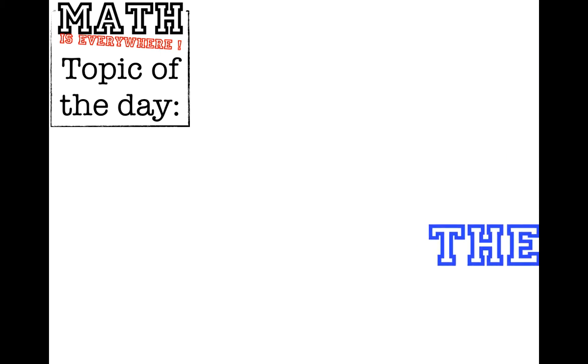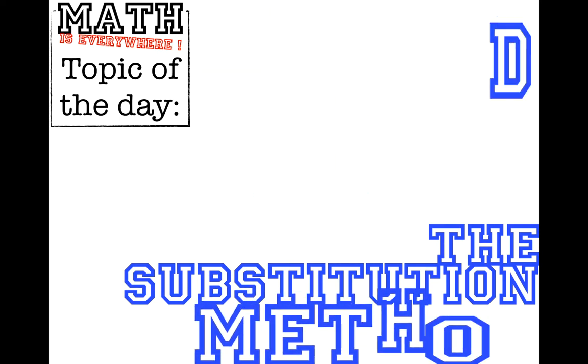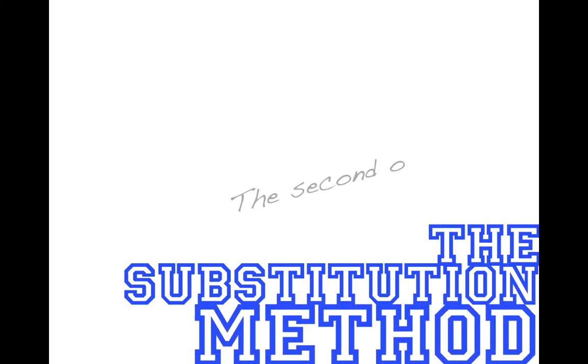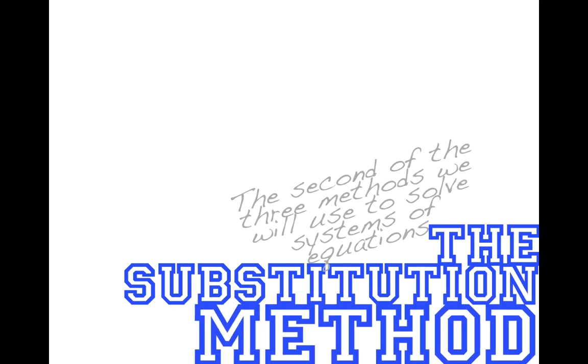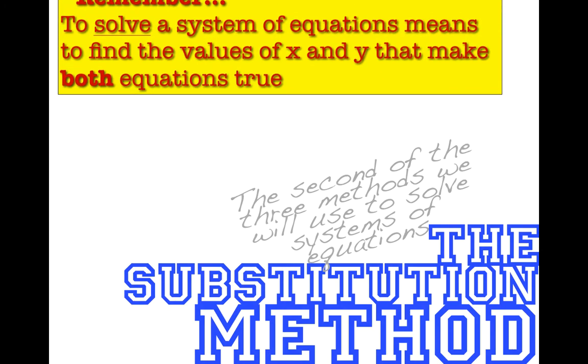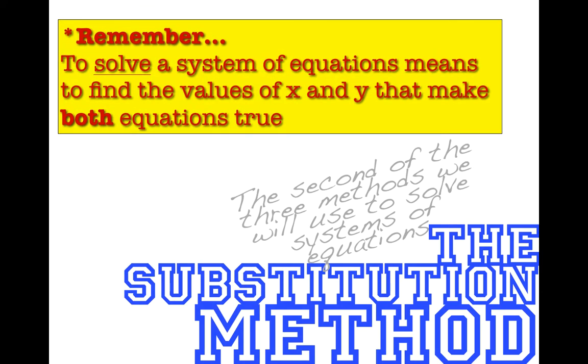Today we're going to tackle the topic of something called the substitution method. Now the substitution method is the second of three methods that we will use to solve systems of equations. We remember that when we have a system of equations, to solve that system means to find the values of x and y that make both equations true.